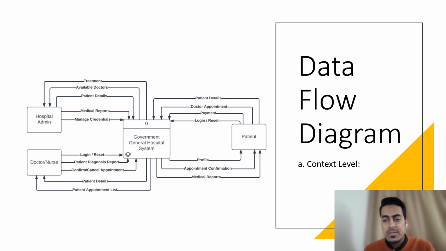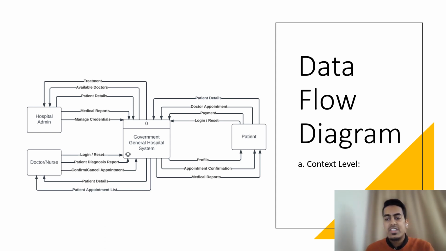So the context level DFD for the hospital management system defines the overview of the overall hospital management system, and it can also be called an abstract view of the overall system. So here the entire system is represented as a single process system with its relationship with the external entities such as admin staff or the doctor or nurses or the patient with the hospital management system.